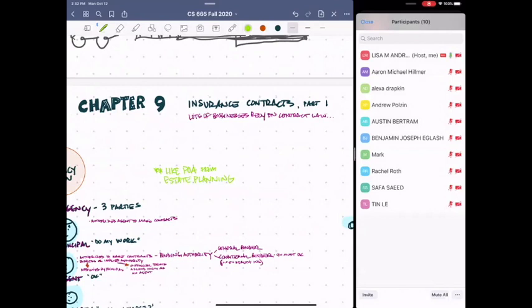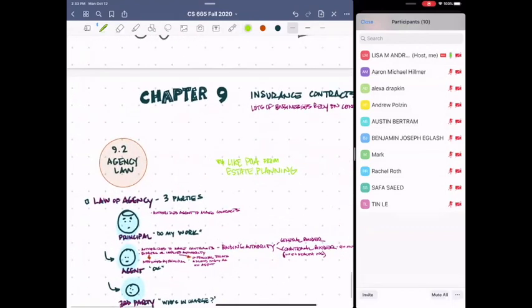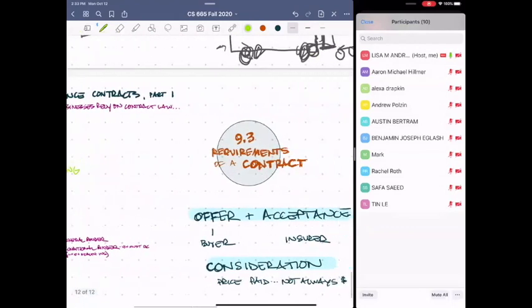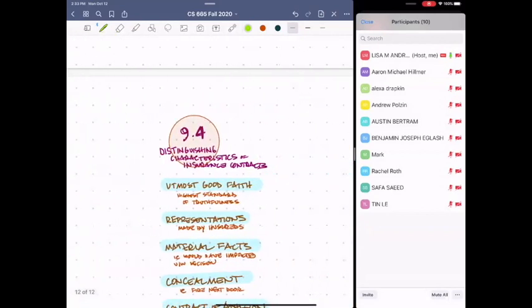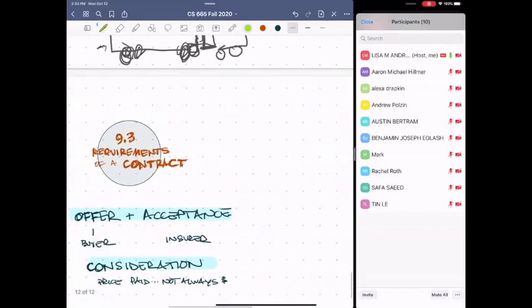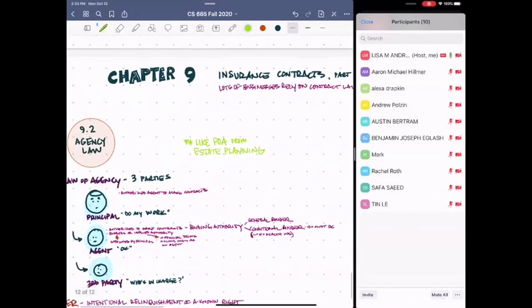So Chapter 9 is as much about generic contract law as it is about insurance companies. We're going to talk about some of the differences, though, that are specific to insurance companies. So we'll do it in three parts. We'll start with agency law, and then we'll cover the requirements of a contract. That's more of the generic contract law stuff. And then we'll talk about the distinguishing characteristics of insurance contracts. And if we have time and if you have interest, we'll go through some of the discussion questions that help drive some of these points home.